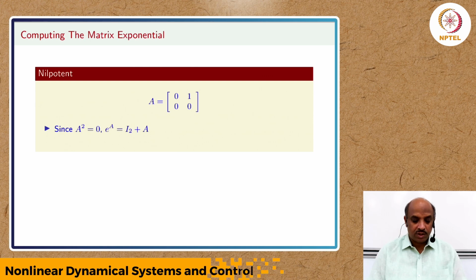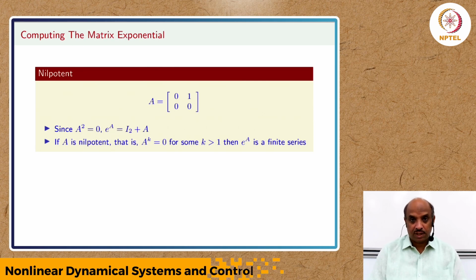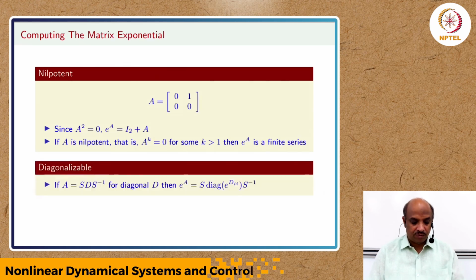And you can substitute the fact that A squared is equal to 0, A cubed will be 0, and so on and so forth, and just use that particular fact. e to the A is going to be equal to I2, the identity, plus A. And in general, if A is nilpotent, then like I said, for some k, A to the k is equal to 0, and essentially after that A to the k term, everything is going to be 0, and e to the A becomes a finite series, and you can simply compute the finite number of expressions.